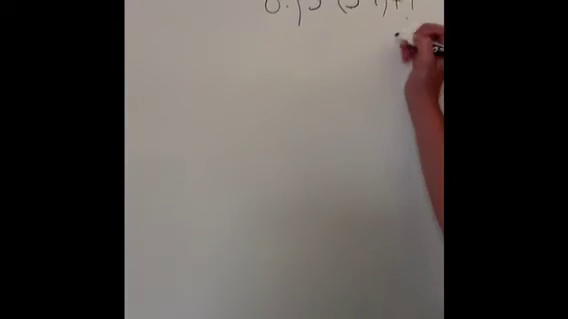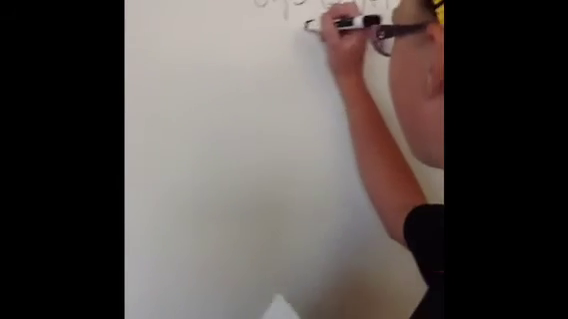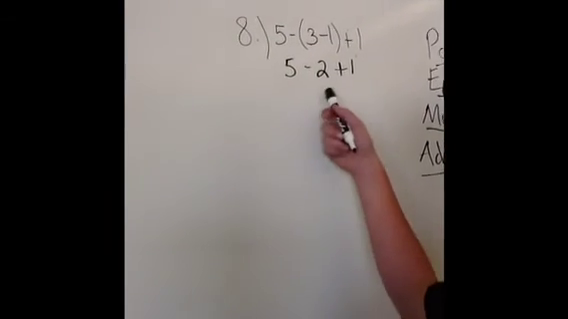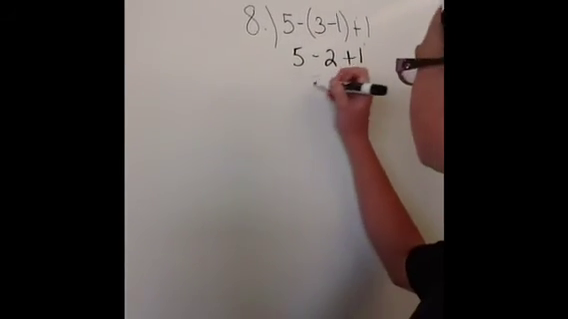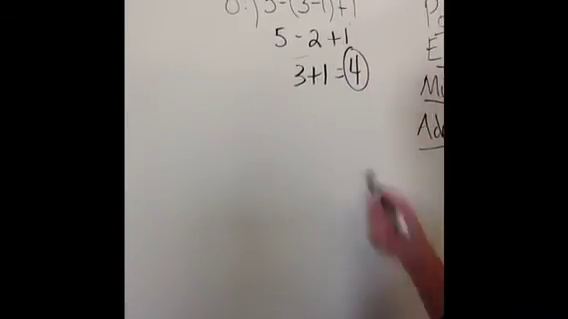The first thing you do is the parentheses, which is 3 minus 1 is 2. Then you rewrite everything out, plus 1. And then you take 5 minus 2, which is 3, plus 1 is 4. And 4 would be your answer.